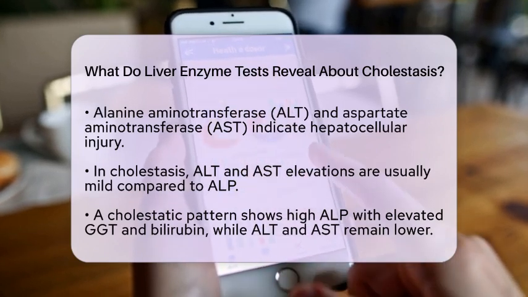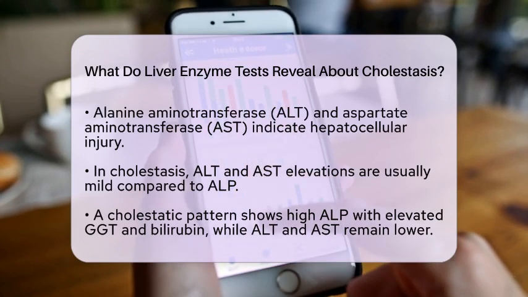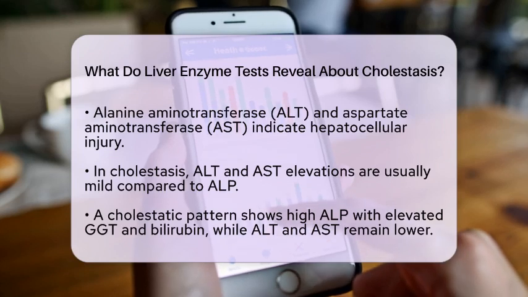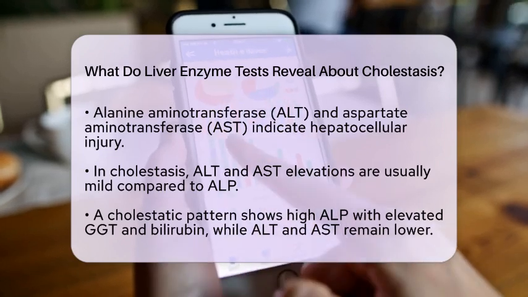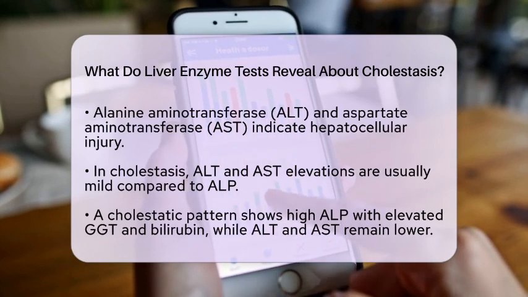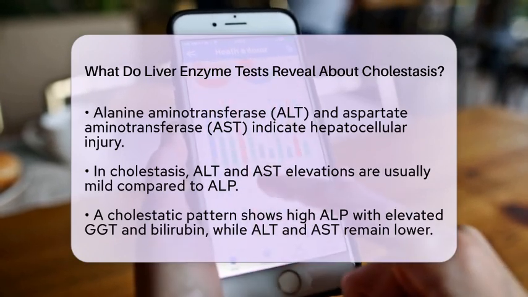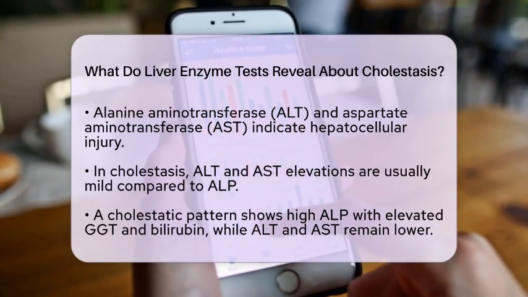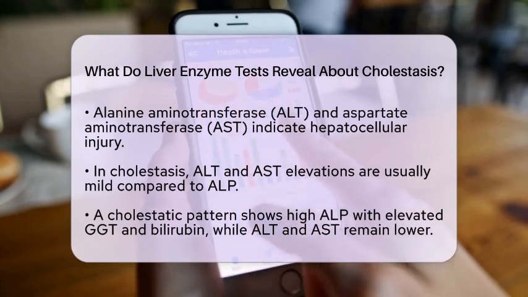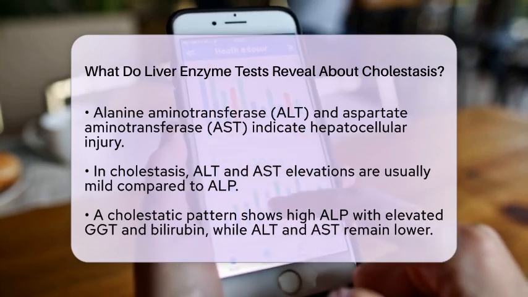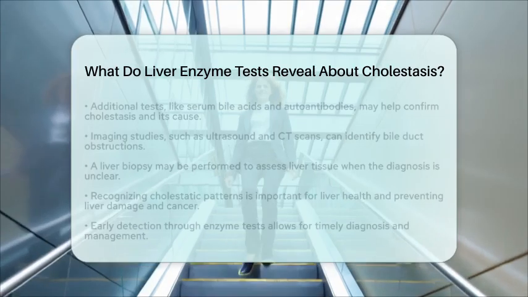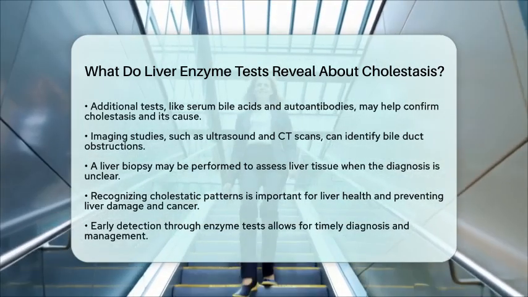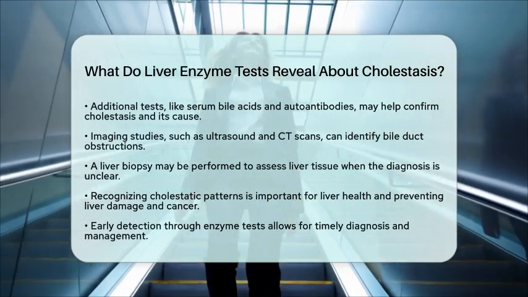To confirm cholestasis and identify its cause, additional tests may be performed. Serum bile acids can indicate impaired bile flow, especially in specific conditions like intrahepatic cholestasis of pregnancy. Autoantibodies, such as antimitochondrial antibodies, may be elevated in autoimmune cholestatic diseases. Imaging studies, including ultrasound and CT scans, are often used to identify any bile duct obstructions or structural abnormalities. In some cases, a liver biopsy may be necessary to assess liver tissue directly, particularly when the diagnosis is unclear.